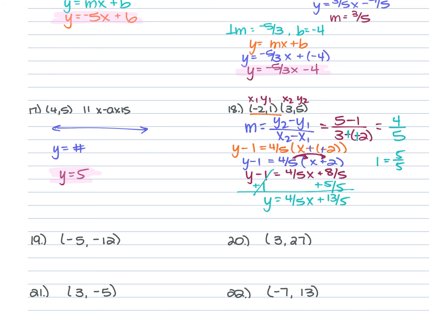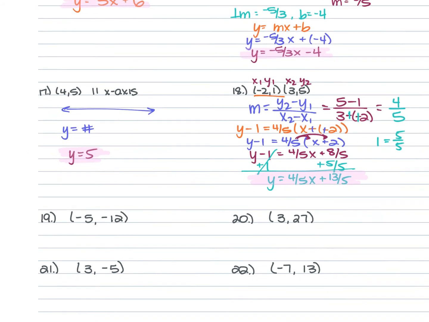13 over 5. Remember, with your fractions, you need like denominators in order to add or subtract them. So if you're not given a like denominator, or if you're adding or subtracting a whole number with a fraction, you have to turn that whole number into a fraction with the same denominator in order to combine them.